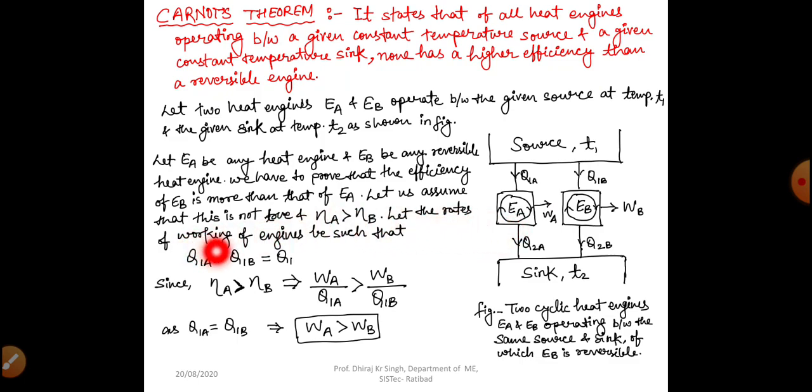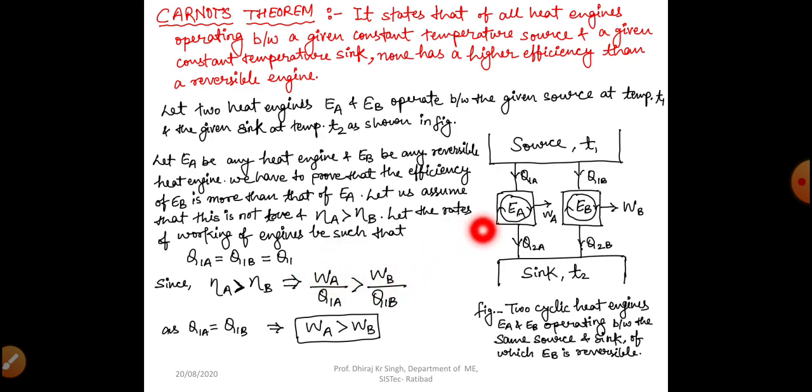So let the rates of working of the engines be such that Q1A equal to Q1B equal to Q1, meaning the heat supplied to heat engine A and heat supplied to heat engine B will be the same. If we have assumed the efficiency of A is greater than the efficiency of B, then with the formula of efficiency as net work divided by heat supplied, WA divided by Q1A is greater than WB divided by Q1B. Q1A and Q1B will get cancelled out because they are the same. So we get WA greater than WB, meaning the net work in A is more than the net work in B.